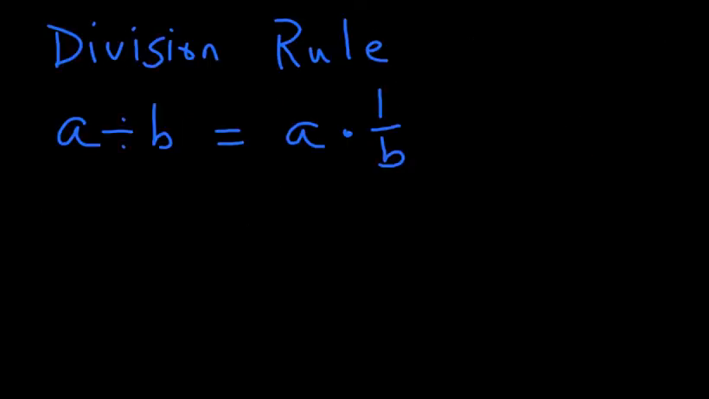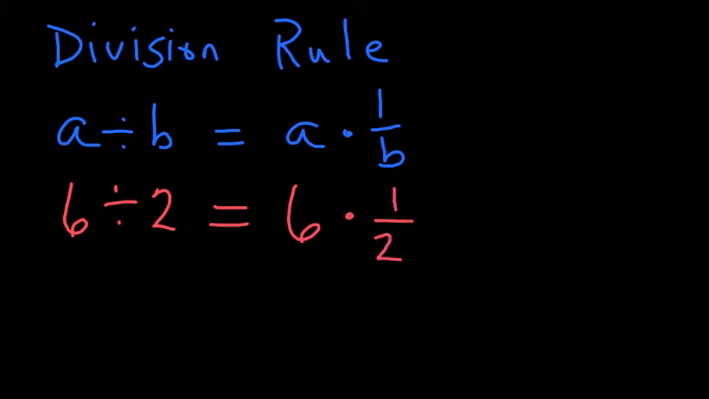Now, this is what we call the division rule. It says if you have two numbers and they're not 0, that A divided by B is the same as A times the reciprocal or the multiplicative inverse of B. So let's see if that really works for numbers. So let's put 6 divided by 2, and let's see if that's equal to 6 times 1/2.